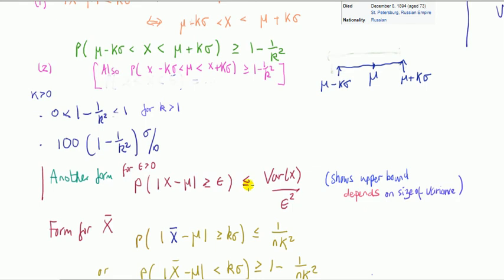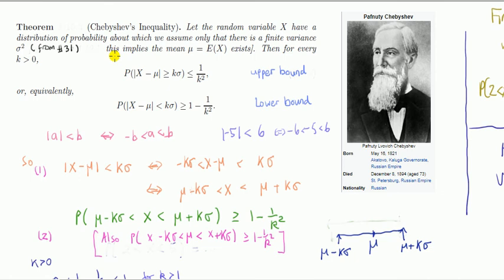Now I'm moving to the conditions. Let random variable x, stop right there. What kind of random variable? Does it tell us it's continuous or discrete or mixed? No, it doesn't. So it's going to apply for continuous random variables and discrete random variables. Let's continue.